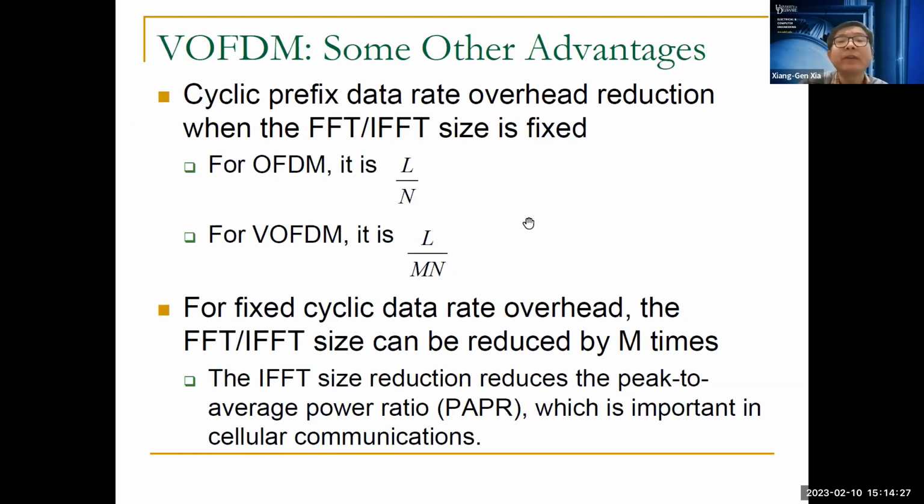Okay, so for the cyclic prefix: when the FFT size is fixed, the cyclic prefix overhead can be reduced by a factor of capital M. When the cyclic prefix overhead is fixed, then you can reduce the FFT size by a factor of capital M. That's very simple. Then in this case, you can reduce PAPR.